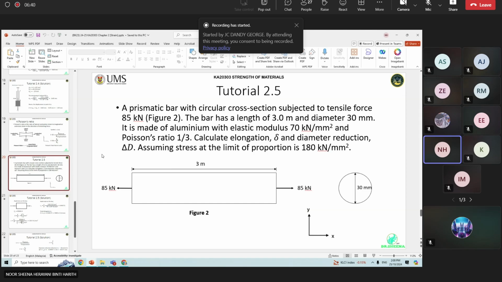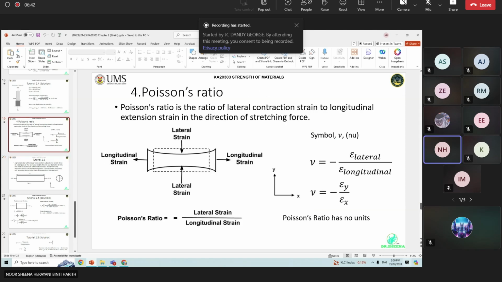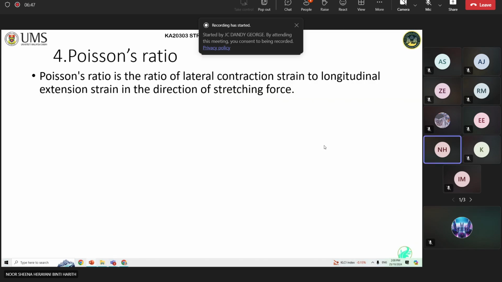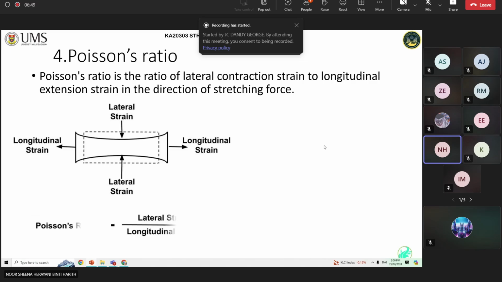Okay, so yesterday we covered chapter 2, but the last section, which is Poisson's ratio, we did not have time to cover. So I will just proceed with the last section now.